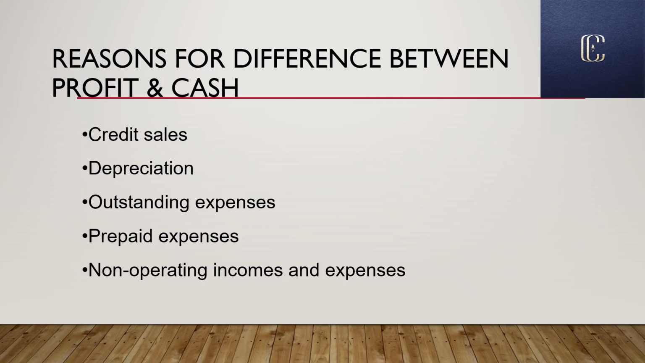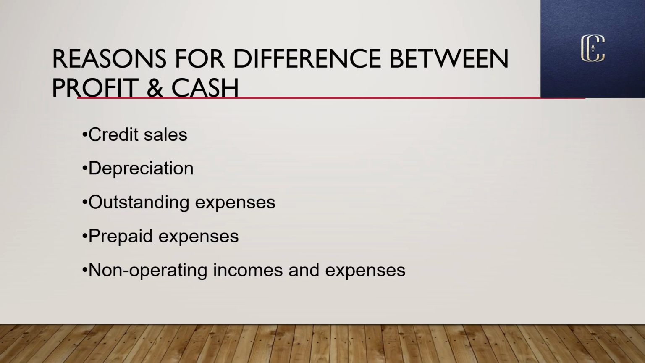The third reason is outstanding expenses. There are expenses that are recorded but not yet paid. For example, salary expense rupees 20,000 recorded, but salary not paid till next month. It leads to profit decreases, but cash is still with business. Again, profit and cash differs.